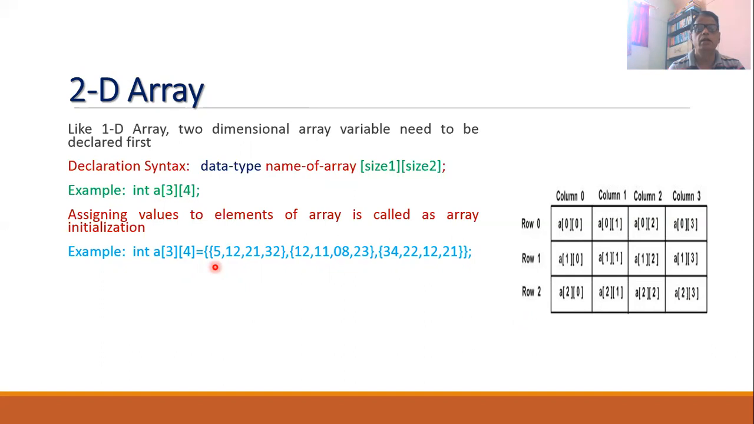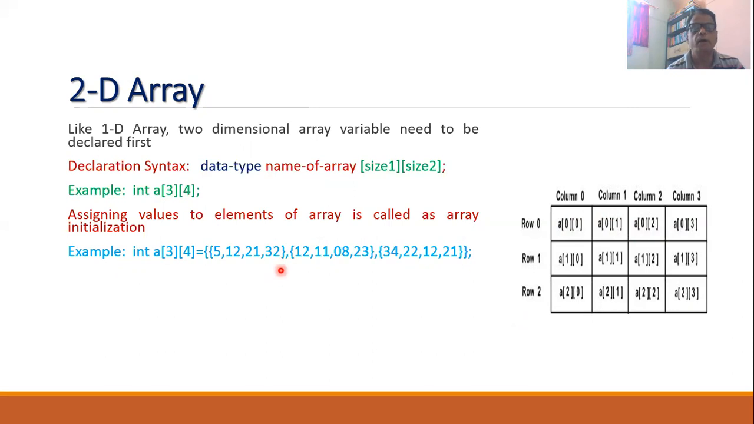Then, in curly brackets, again we will make use of a curly bracket. The first curly bracket will indicate the first row elements: 5, 12, 21, and 32. So this 5 will be the value of A00, this 12 will be the value of A01, and in this way, this 21 will be the value of A02, and 32 will be the value of A03.